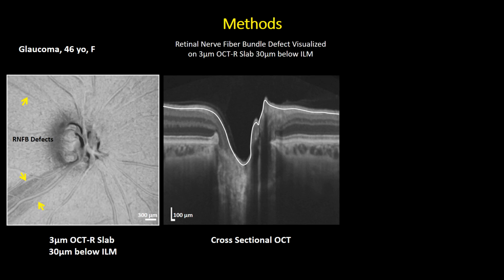After image registration and averaging, we extracted a 3 microns en face OCT reflectance slab located 30 microns below the inner limiting membrane surface, which is indicated on the left panel here. In this en face OCT reflectance slab, you can see this glaucoma patient had a very distinct retinal nerve fiber bundle defect at the inferior temporal region and a very mild retinal nerve fiber bundle defect at the superior temporal region in here.